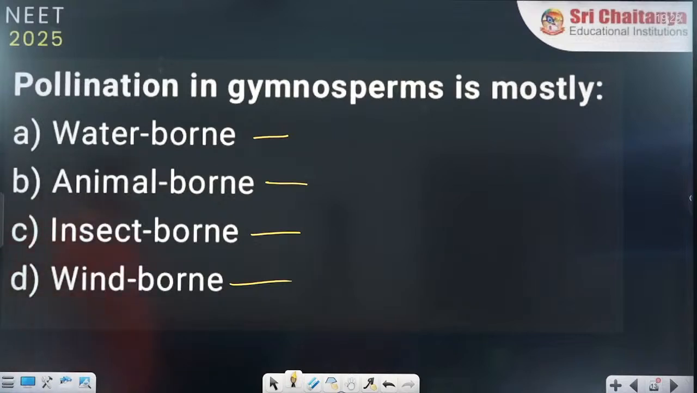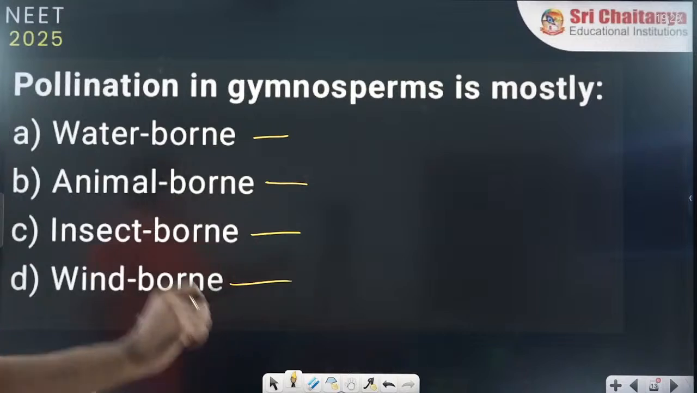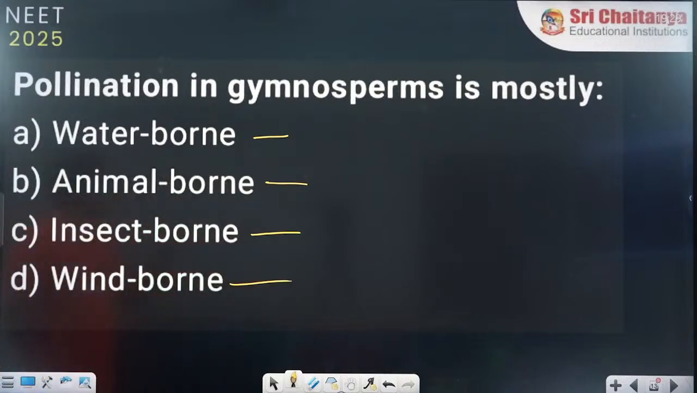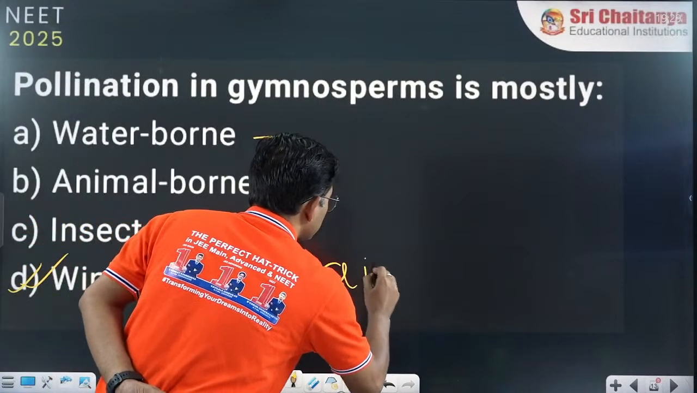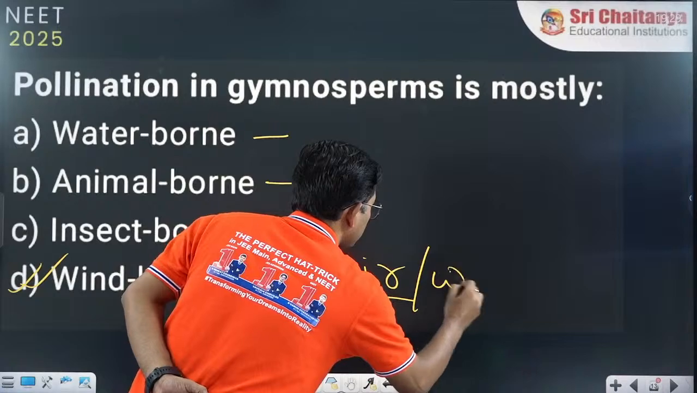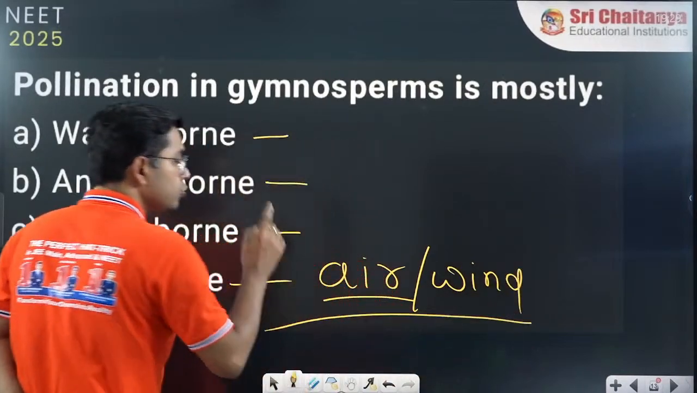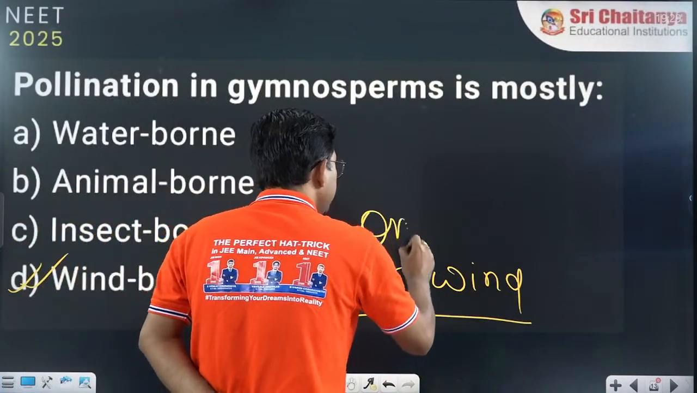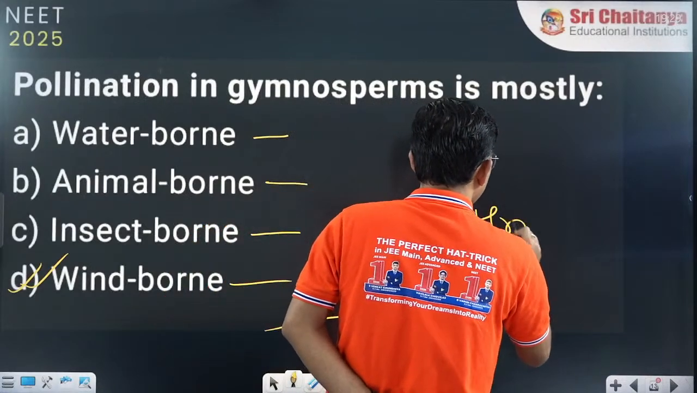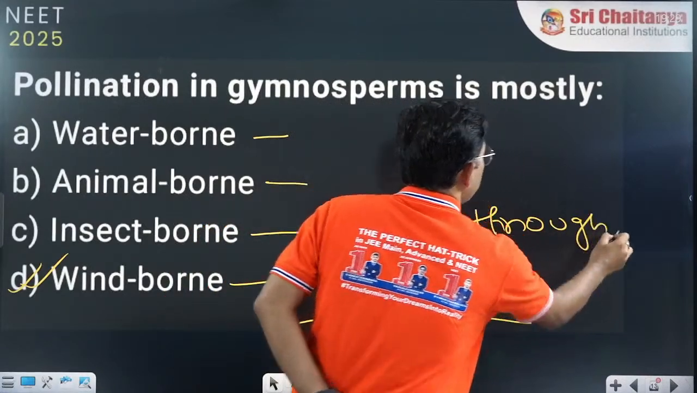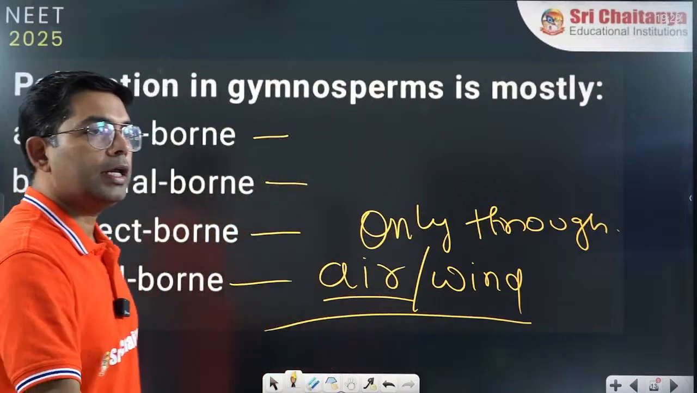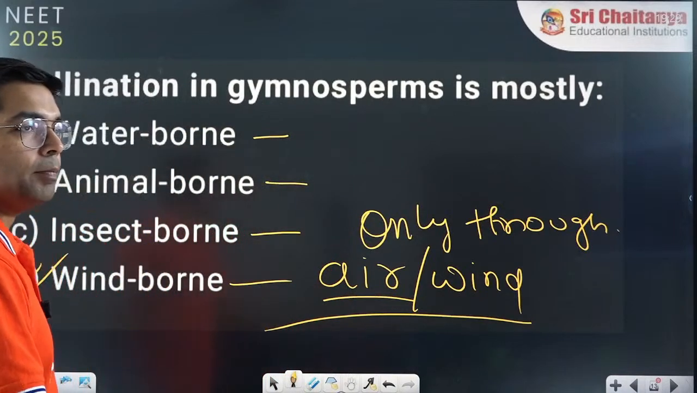Now I am getting the answer. D. Tanish, Pooja, Ganesh, Harsh, Pinky, Yella, Jashwant. Very good. All of you are giving D as the answer. So D is the right answer. Through air pollination or wind pollination. So gymnosperms only through air or wind pollination. Very good. Neeraj, Harsha, Punya, Pallavi. Very good.